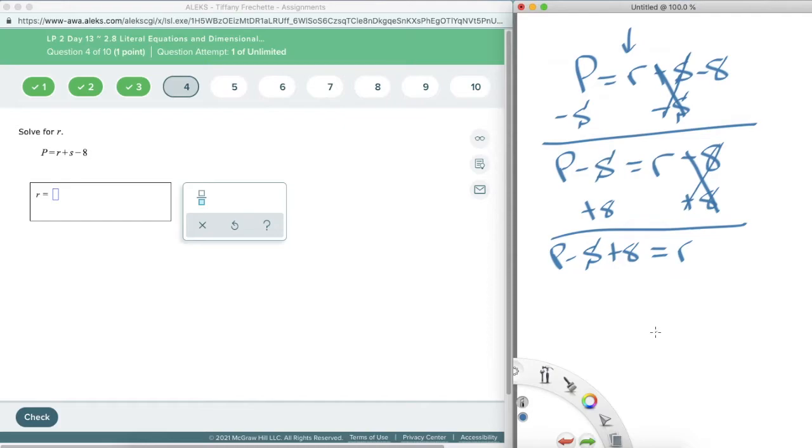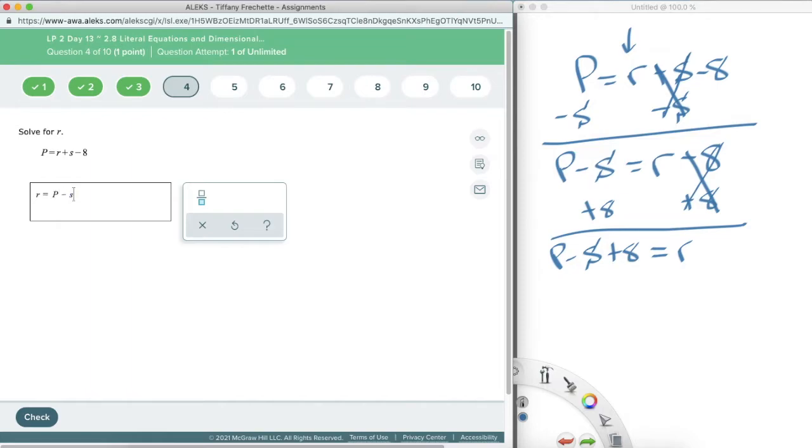It doesn't matter that we have R equals on the screen and we have equals R over here. It's okay. That's a symmetric property. We can flip that around. But remember, we can't combine P, S, and 8. P and S are different variables, and 8 is a constant. So we can't combine them. We don't know what they are. We just have to keep them as separate terms. So we have capital P minus lowercase s plus 8.